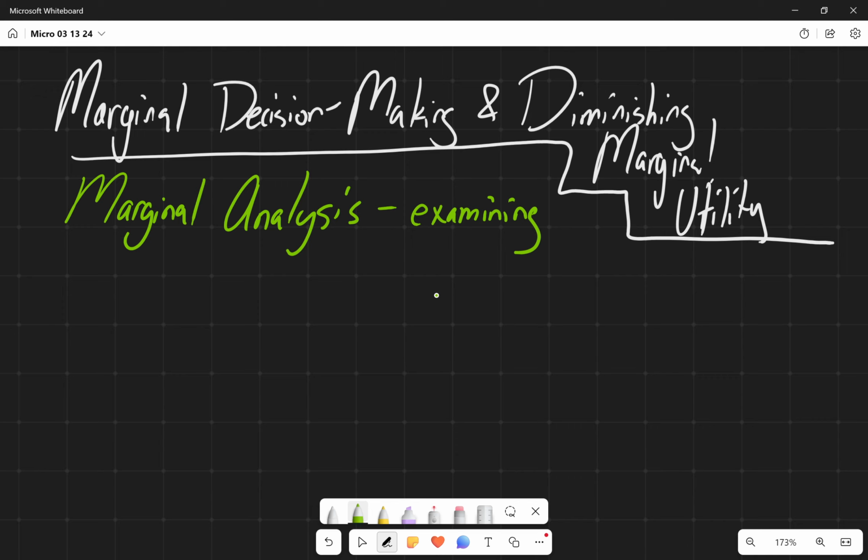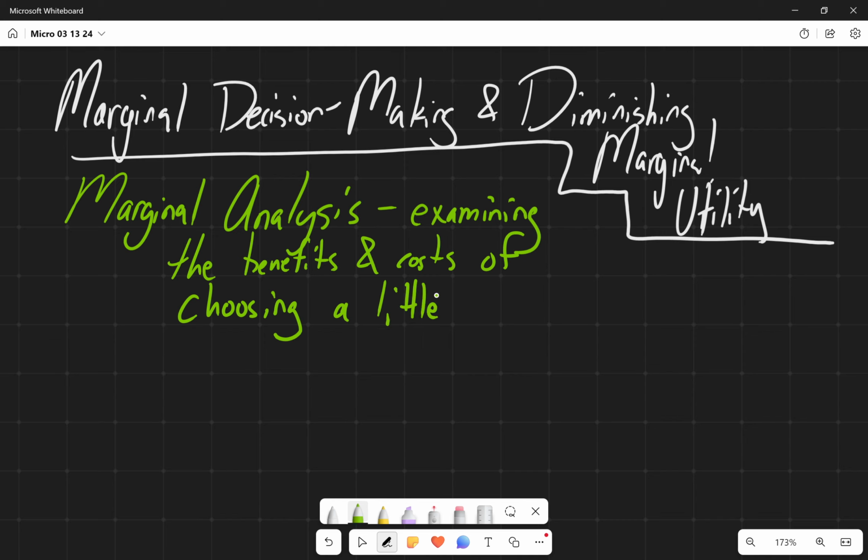the benefits and costs of choosing, and here's the important part, a little more or a little less of a good or service, obviously. So marginal analysis is figuring out what the extra benefit is and the extra cost is to doing a little bit more or a little bit less of whatever that is.